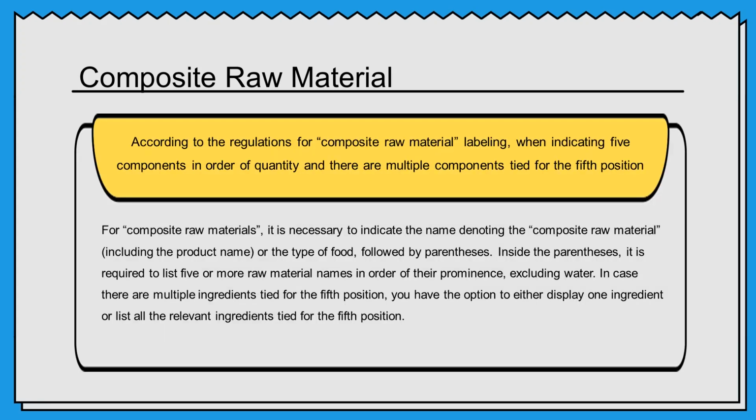For composite raw materials, it is necessary to indicate the name denoting the composite raw material, the product name or the type of food, followed by parentheses. Inside the parentheses, it is required to list 5 or more raw material names in order of their prominence, excluding water. In case there are multiple ingredients tied for the 5th position, you have the option to either display one ingredient or list all the relevant ingredients tied for the 5th position.